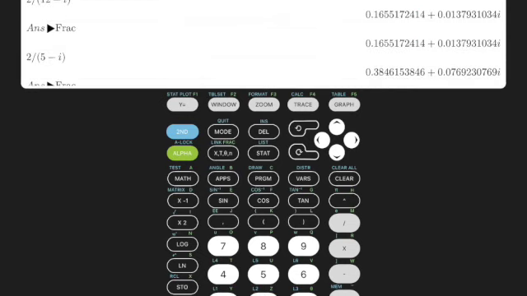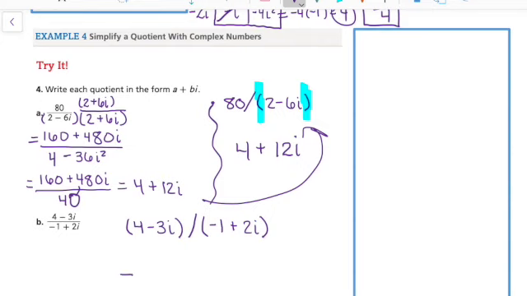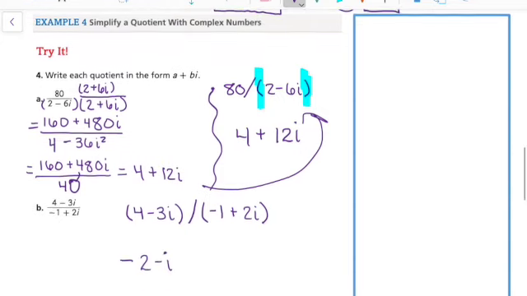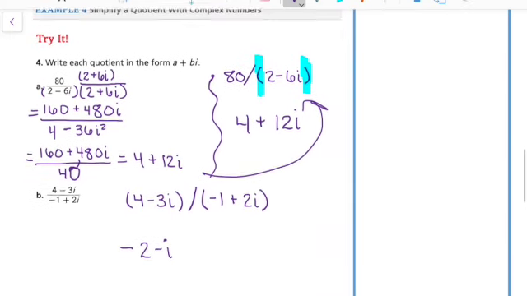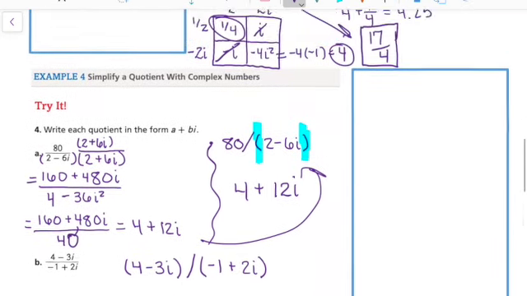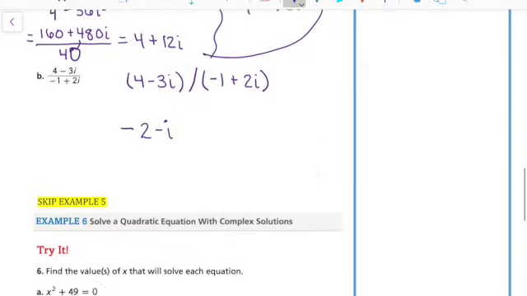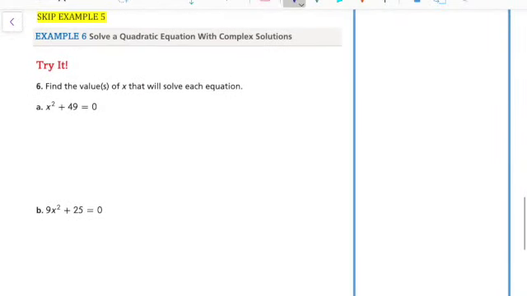Okay. That should work for those of you on a Chromebook. It looks like it does not work in the Calculate 84 app. So, FYI. You should still be able to solve your problems without that. Just know that that is a possibility. -2 minus i is the answer. Okay.